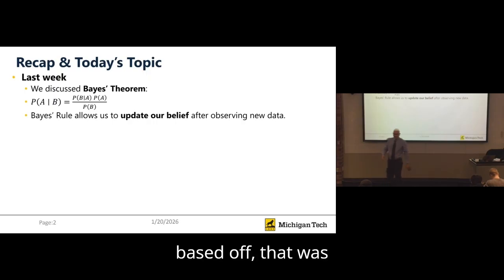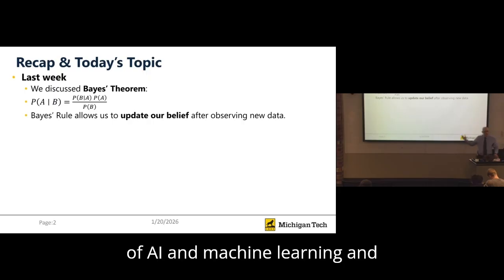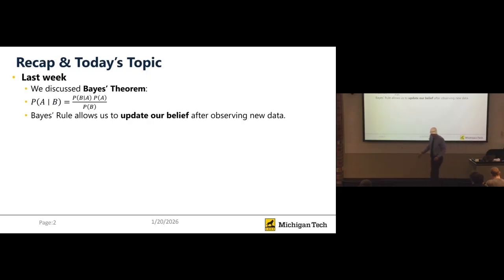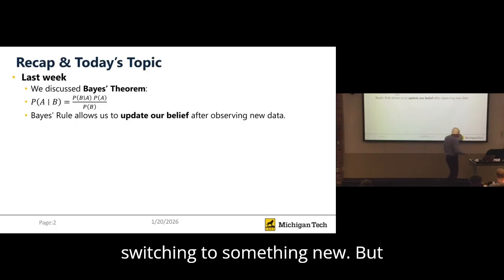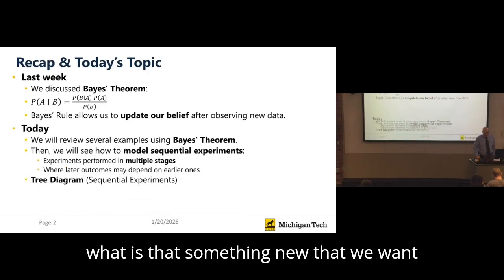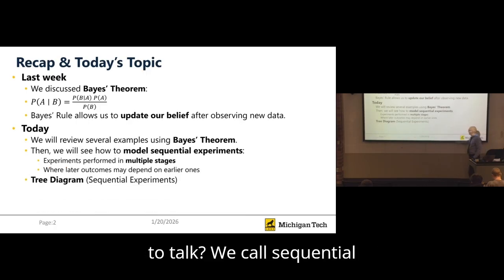Based off evidence. That was the theorem, that is the main theorem of AI and machine learning and Bayesian theorem or Bayesian method is what we found last class. We're going to have a couple of more examples today before switching to something new. But what is that something new that we want to talk?